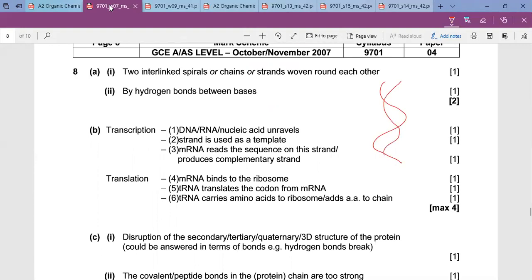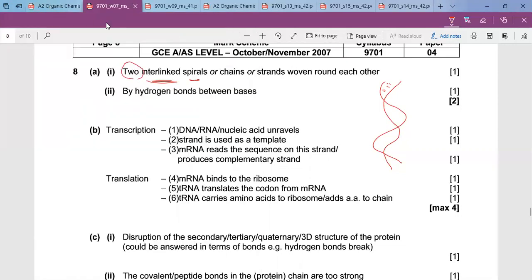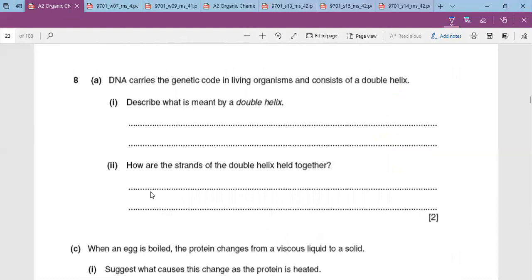So the answer is 2 interlinked spirals. You must learn to explain yourself properly. Double helix, interlinked, it means they're linked together by hydrogen bonds. 2 interlinked spirals or 2 interlinked chains or strands woven around each other. They ask you like this: how are the strands of a double helix held together?